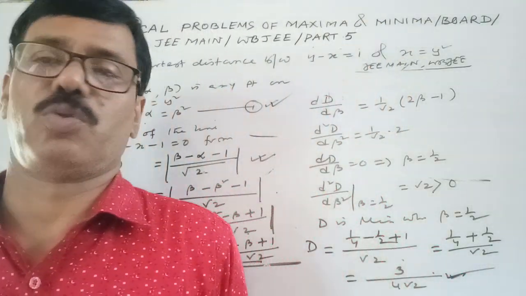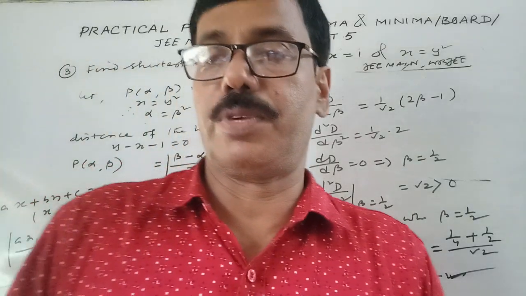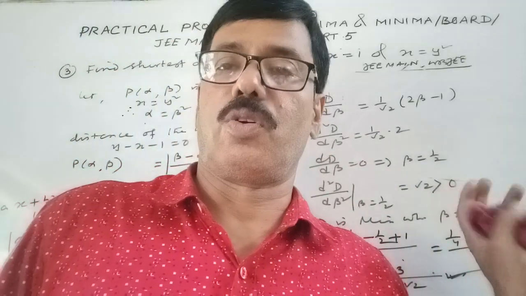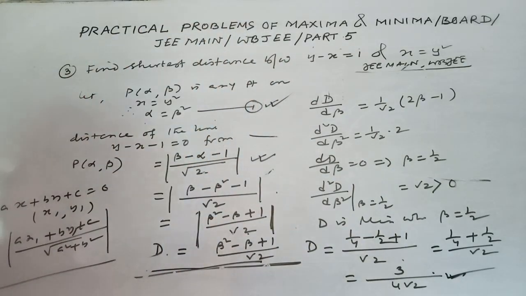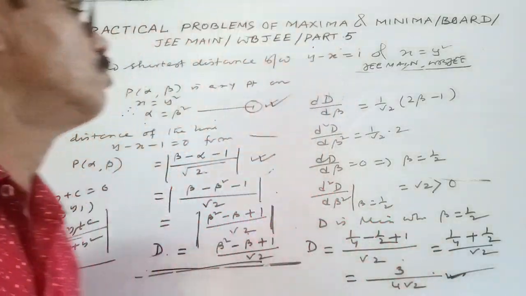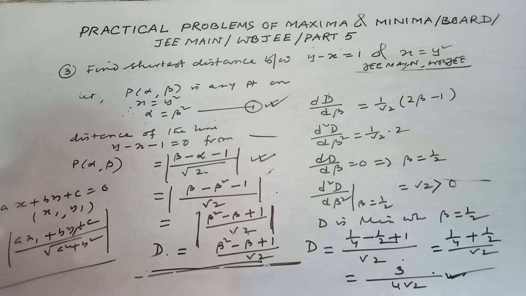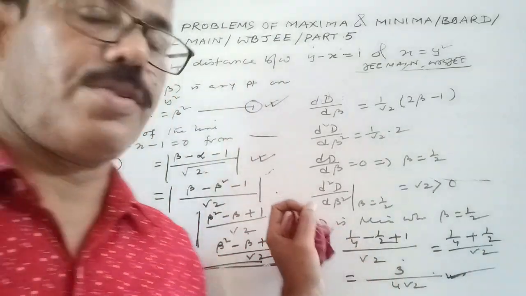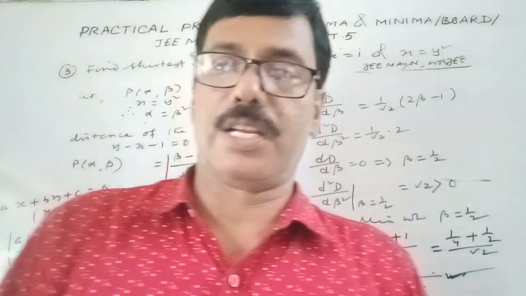This is also most important problem. So today, through this video, I have discussed some similar problems of competitive exam and also for board exam. You get a 5 marks problem from maxima and minima. That will be a practical problem. So these problems have significance in competitive exam. Thank you for today.